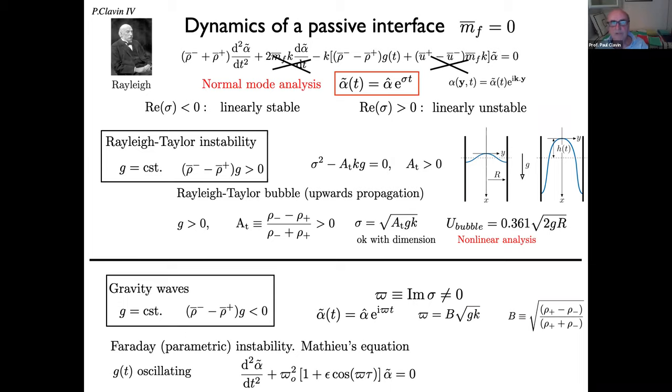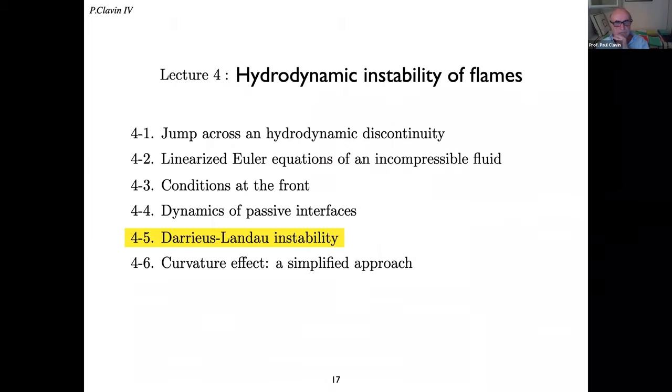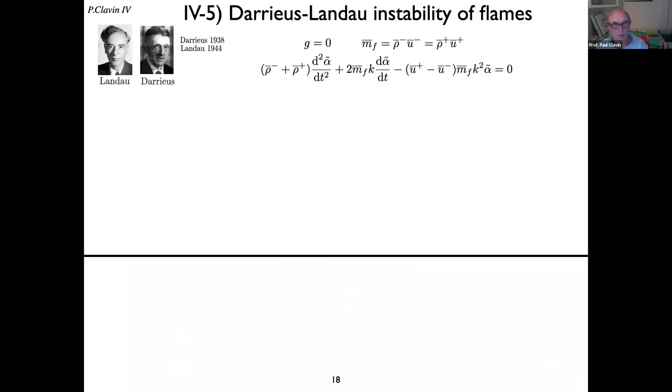One minute left. Now let me go to the Darrieus-Landau instability, which is back to the flame. Now there is a non-linear mass flux, and to begin, forget about the external field. Assume that there is no external field. So the equation that you have to solve is here, the second order differential equation, where now this mass flux is zero and there is no external forces. So this is the case of the flame.